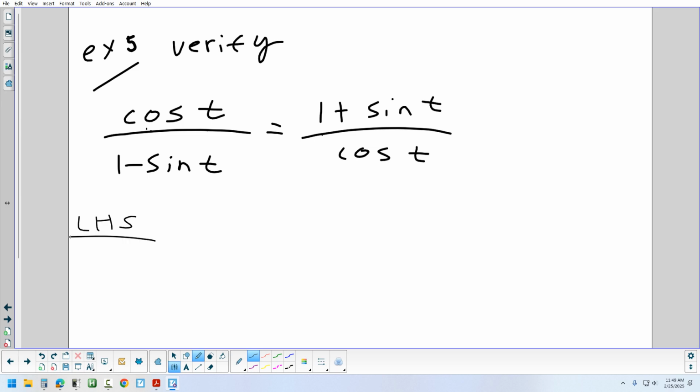So then we're going to forget about the right. When we're done, we'll scroll back up. And the goal, when we're done, is 1 plus sine over cosine. Maybe that's simpler because it has addition instead of subtraction. Some people prefer that. So let's take the left-hand side.